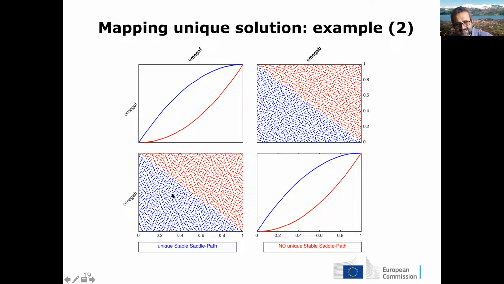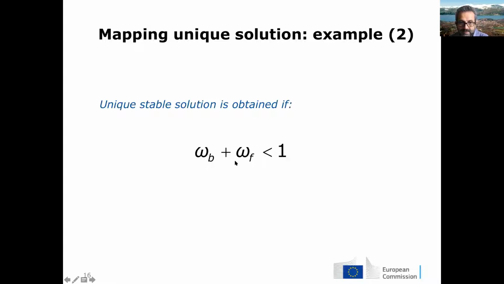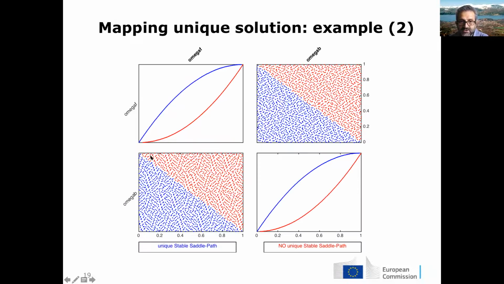And in this case, you see that the behavioral set is exactly in the lower triangular part of the square. In fact, this formula, omega b plus omega f smaller than 1, is exactly the portion of space below this line. So also in this case, combining the univariate and the bivariate analysis, we were able to derive the equivalent of the analytical expression for the uniqueness of the solution for these simple models. And that's also the typical output of Dynare.